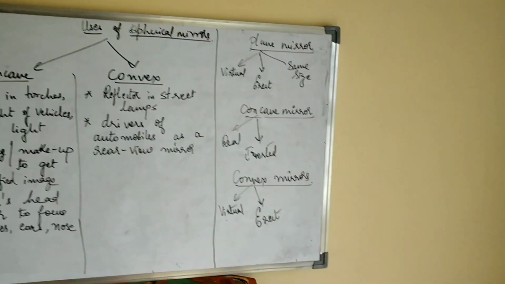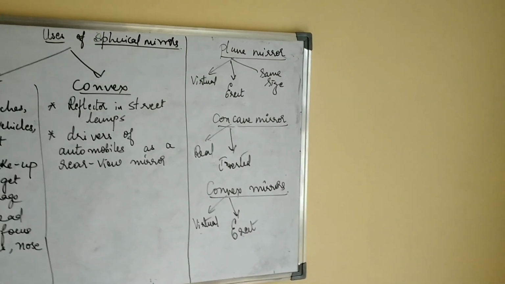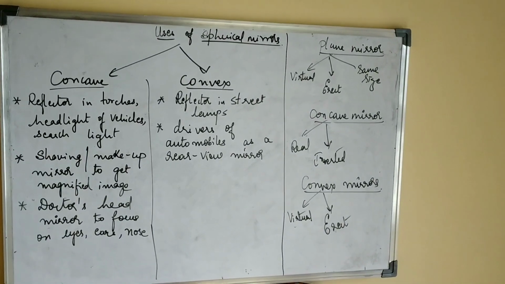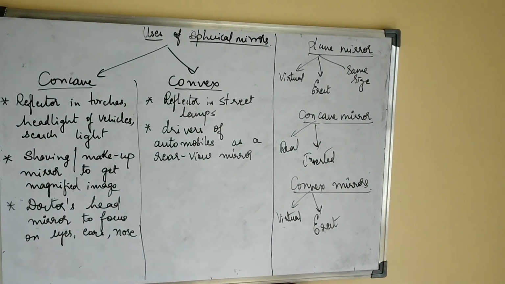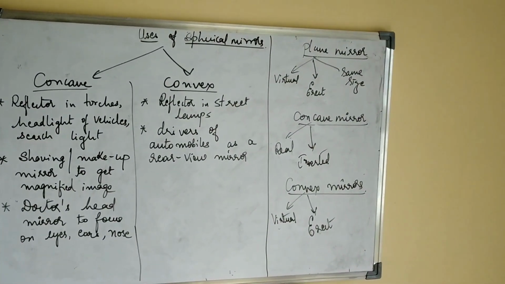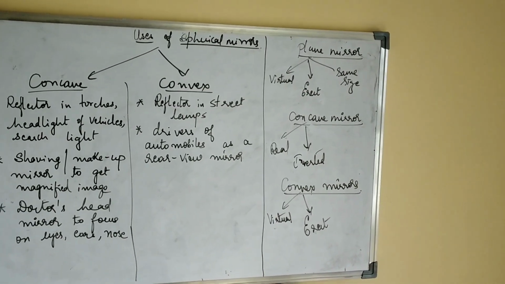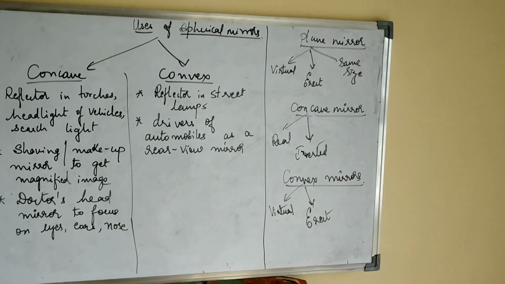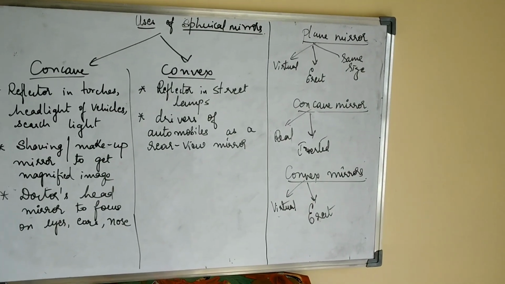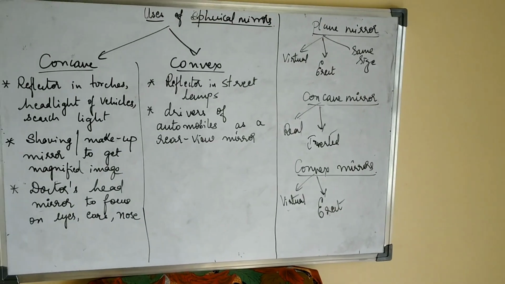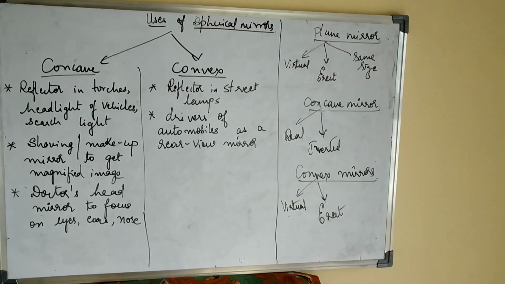Now coming to the difference between the three types of mirrors we have discussed, that is plane mirror, concave mirror and convex mirror. In a plane mirror, the image is virtual, erect and the same size as the object. In a concave mirror, the image is real and inverted. Whereas in convex mirrors, the image formed is virtual and erect.